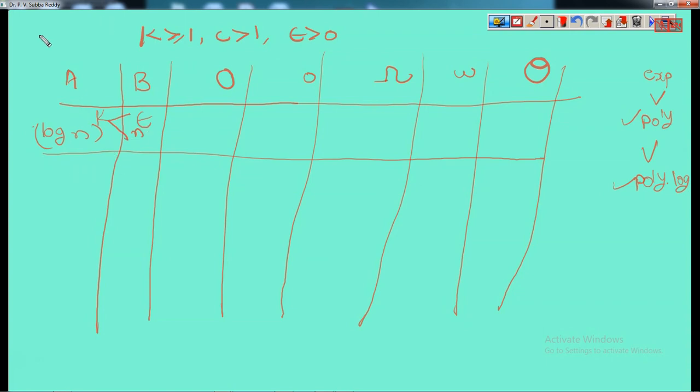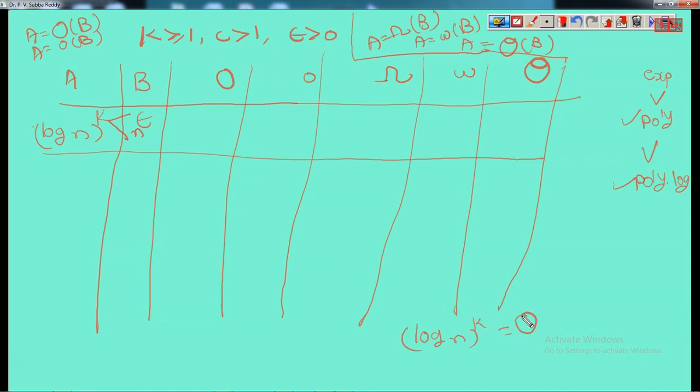Now tell me whether A is big O of B, or A is little o of B, or A is big omega of B, or A is little omega of B, or A is theta of B. We need to decide this. Now tell me, (log n)^k is big O of n^epsilon. Is it true or not? This has lower order of growth and this has higher order of growth. That means it is true. It is like less than or equal to; less than; greater than or equal to; greater than; equals. Less than or equal to. This is true. Yes.